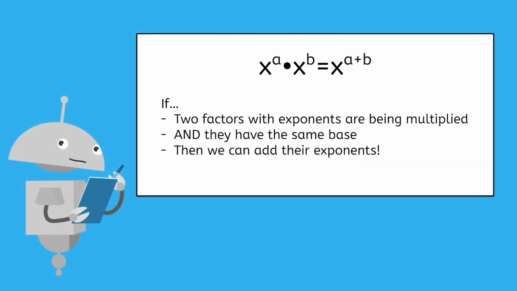The product of powers property tells us that when two factors with exponents are being multiplied, and they have the same base, we can combine them into a single power by adding their exponents.